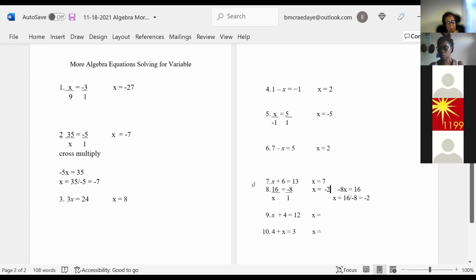Still, you cross multiply. 16 times 1 is 16, minus 8 times x is minus 8x. Only one number multiplied by minus 8 gives you 16, right? It has to be a minus because it has to be a like sign to give you a plus. Minus times minus gives you plus. Got it, Maureen?